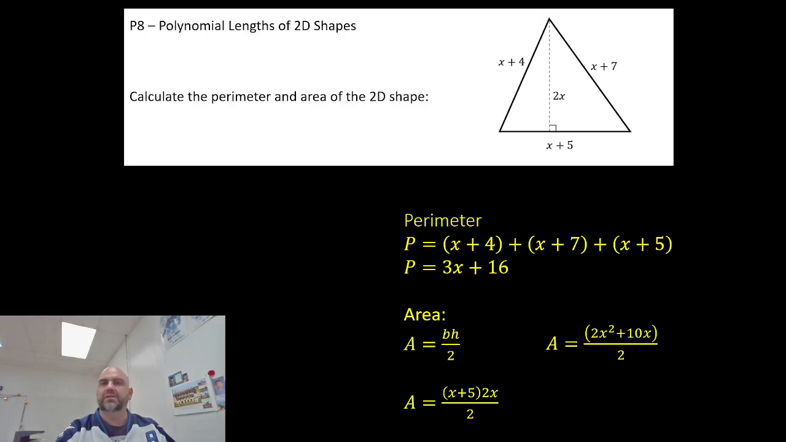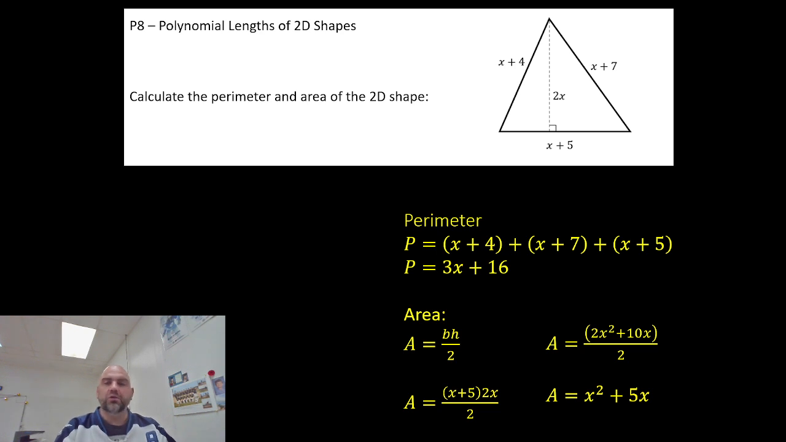And when we do that, we need to divide each term by 2. So 2x squared divided by 2 is x squared, and 10x divided by 2 is 5x. And so our area has a value of x squared plus 5x, and that's going to be our area. Now again, if we were given a value of x, so if I told you x was 2, you could figure out what the area would be. If I told you that x was 10, we could find the area just by using this formula.